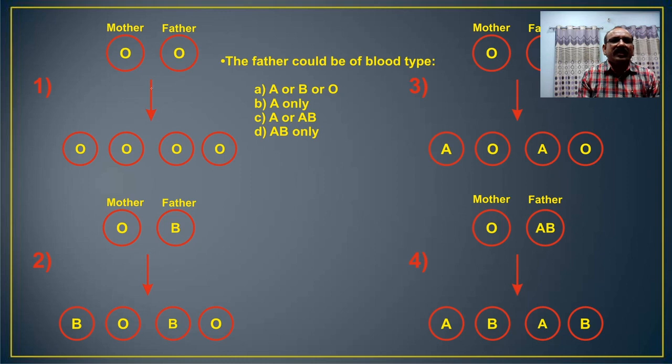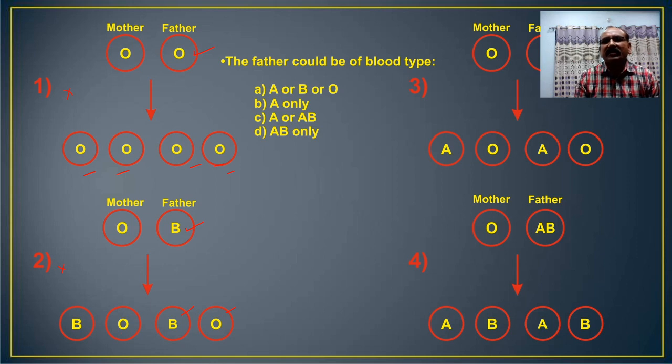Now see the first cross, that is O and O, and in the second, either B or O. It means when the father has blood group O, all children will be O, and if the father has blood group B, then all children will have either B or O. Hence option 1 and option 2 are wrong.